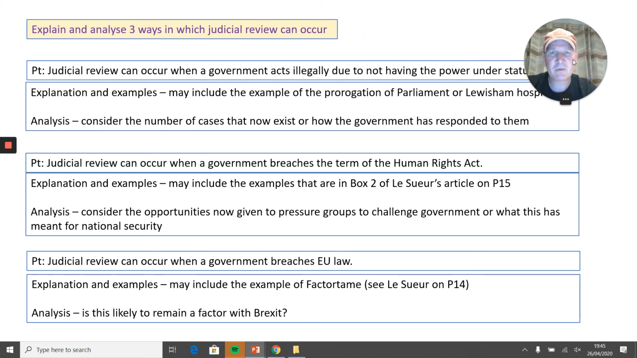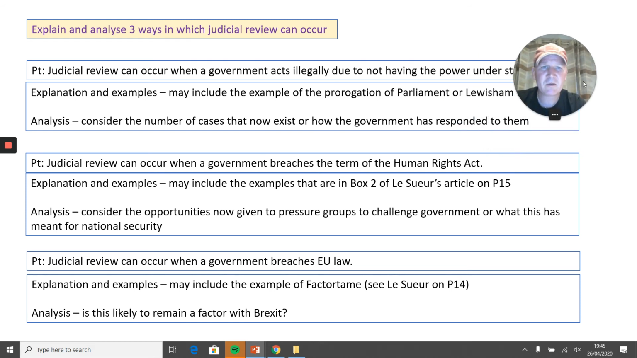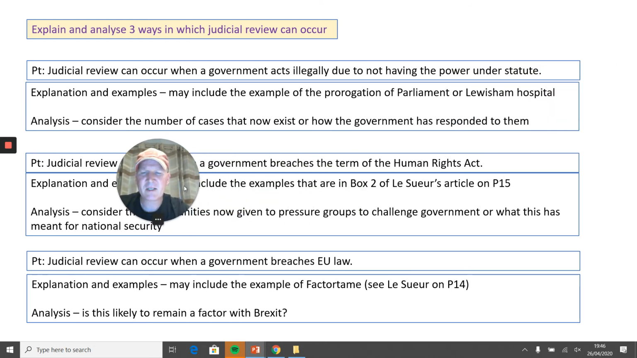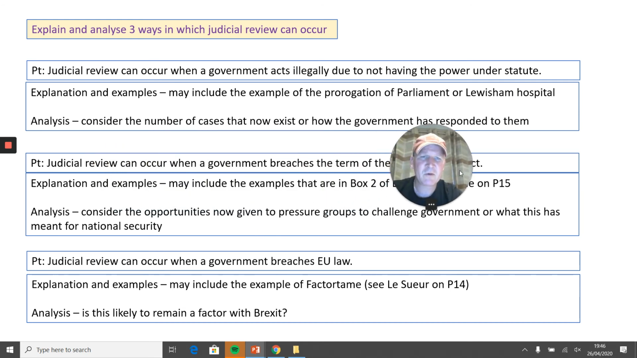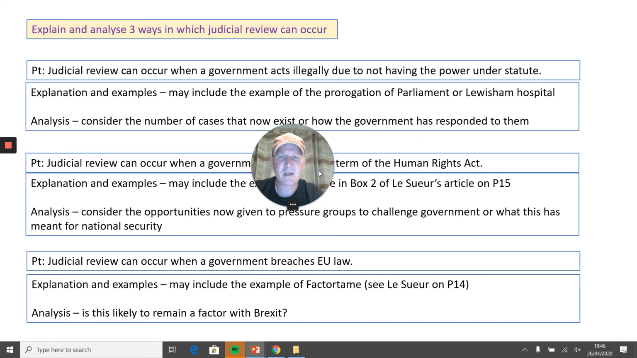The first point, we'd have to say it's when governments act illegally. So they're moving beyond what's allowed to be done because of their statute powers. This is called ultra vires, and that should be explained here with examples if you can. I think the analysis is how significant that's become over time, the number of cases that have emerged, and also whether or not the government actually responds to them effectively. That's where your analysis can lie.